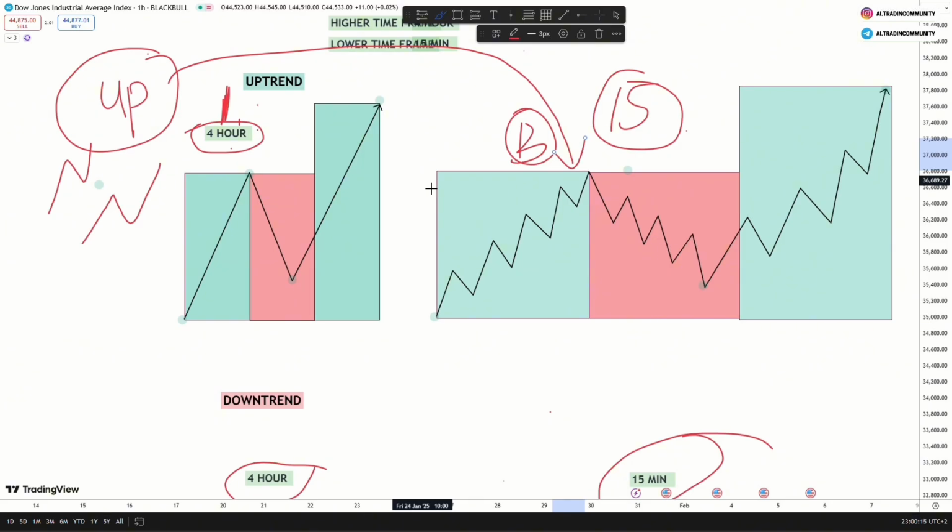You don't just randomly look at 1 hour, 4 hour, 1 day, 1 week, every single day. You don't need to do that. All you need to do is select a higher time frame. Let's say it's 4 hour, let's say it's 1 hour. Use that higher time frame to create a bias, to understand whether the market is in an uptrend, downtrend, or a ranging market. Then come back to the 15-minute to execute those trades.